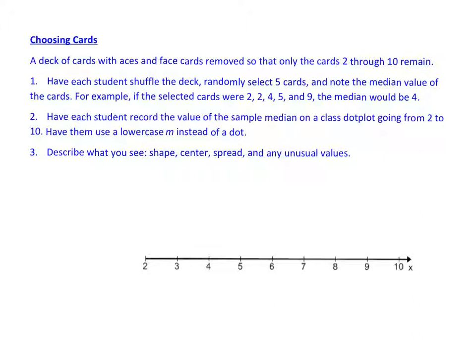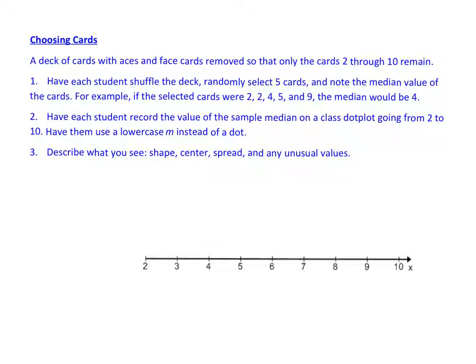But first of all, take out all your face cards, by the way. Take out your jacks, kings, queens, and then take out all the aces. So you just have the numbered cards left. Draw 5 of them, and then just make note of what the median is.